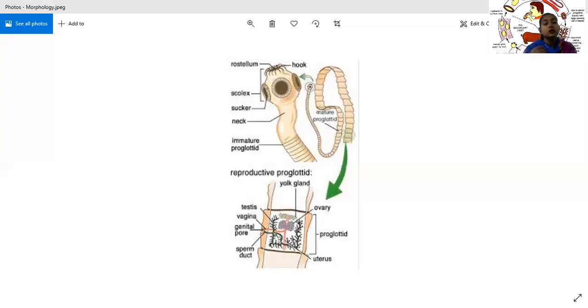And third, pregnant or gravid proglottids are longitudinal rectangles located in the posterior part of the body and contain a branched uterus filled with eggs. The number of main branches on each side of the uterus stem is 7 to 30.